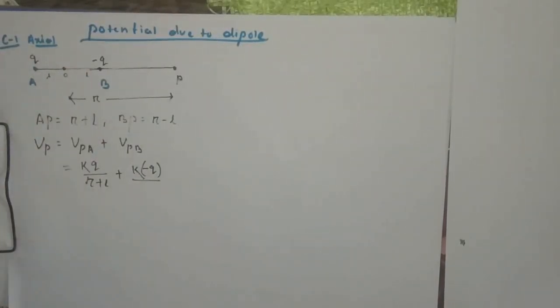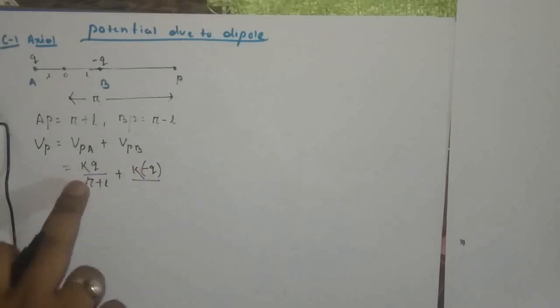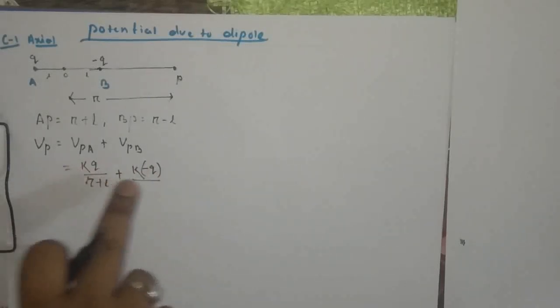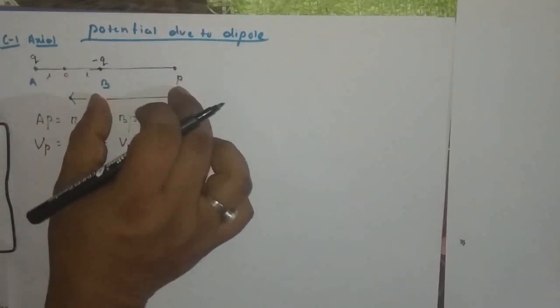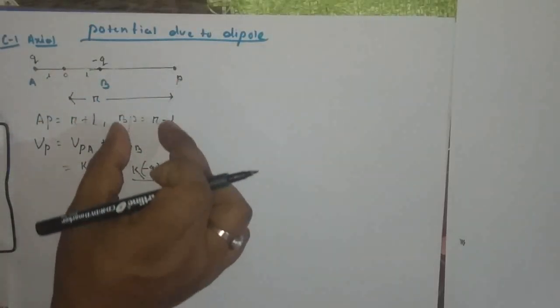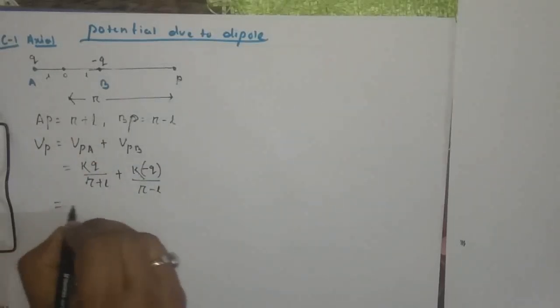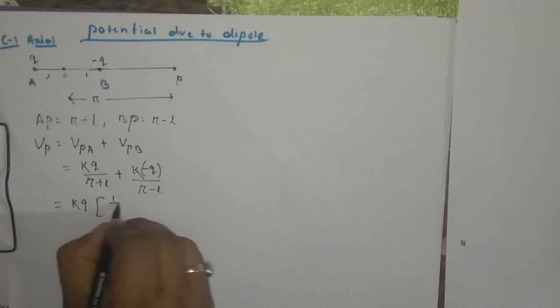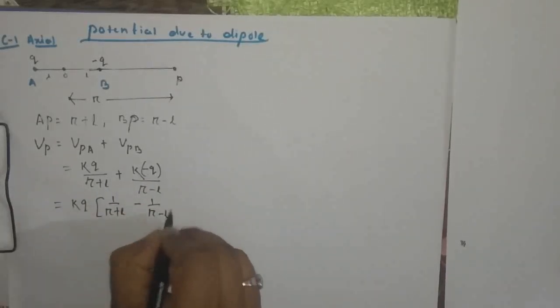Remember, in force and electric field intensity cases, I told you not to put the sign because we are writing directions. Here, since it is scalar, whatever the charge, we have to put it there. So potential will be positive if the charge is positive, and negative if the charge is negative. So KQ by R, what is that R? BP, which is R minus L. So KQ is common. I am getting here 1 by R plus L minus 1 by R minus L.